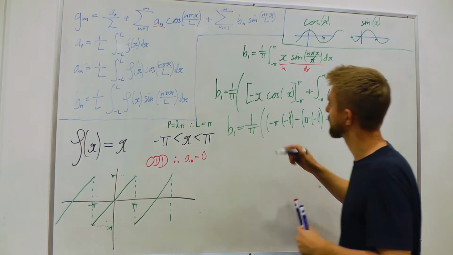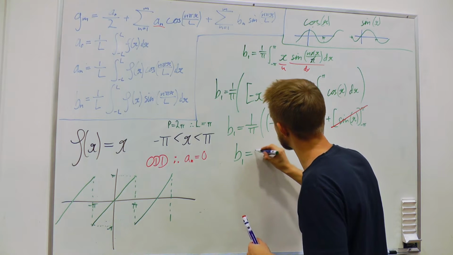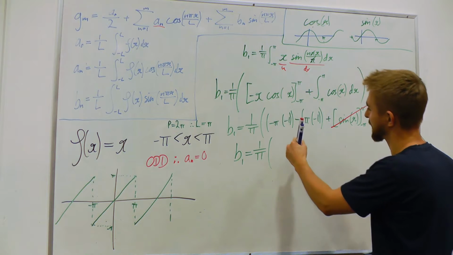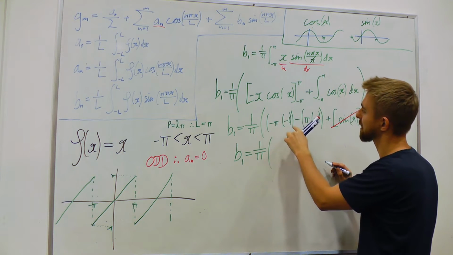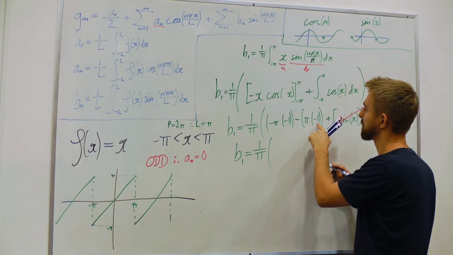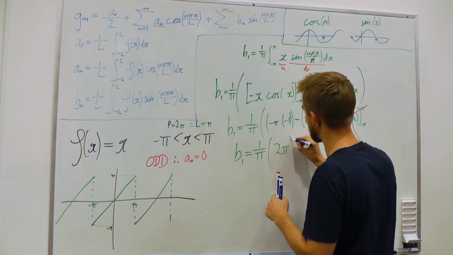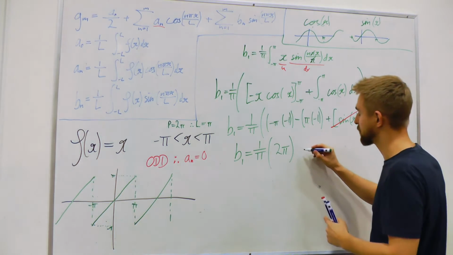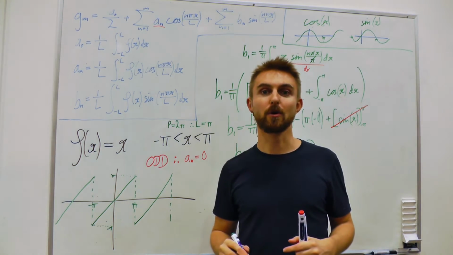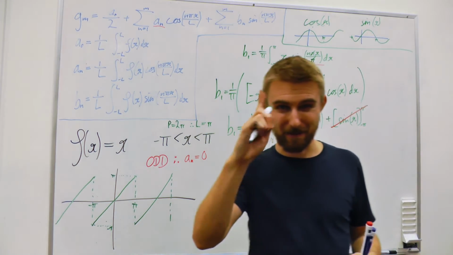Okay? So we're left with b1 is going to equal 1 over pi, and then we have to work out what's going on in this bracket. So we've got minus pi times minus 1 is plus pi, and minus pi times minus 1 is plus pi, so we've got 2 pi. b1 equals 2 pi over pi, b1 equals 2. Right, so that is the first term.